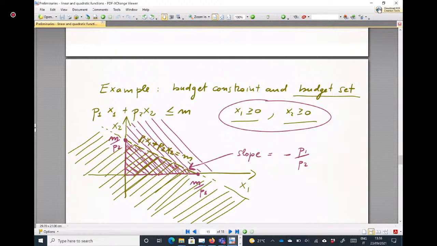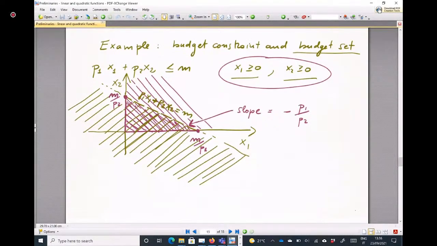A typical example in microeconomics, and you all know this example, is the budget constraint and the budget set. Okay. We have a straight line here, which has equation P1x1 plus P2x2 minus M. M is not the slope. M is the monthly budget, for instance, less or equal to 0. Or P1x1 plus P2x2 less or equal to M. M is the monthly budget. P1 is the unit price of good 1. P2 is the unit price of good 2. X1 is a quantity consumed of good 1. X2 is a quantity consumed of good 2.